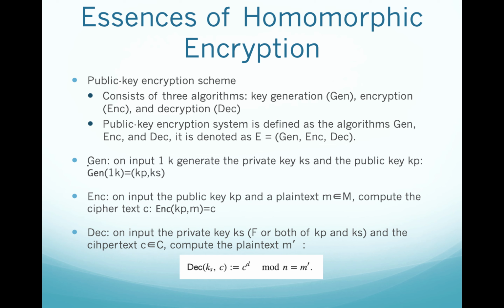So once that's determined, we can do our encryption, using the public key on the plaintext of the message within mu. And we can compute that ciphertext C, which is the encryption KP, M, is going to be equal to C. And then we can do our decryption with the private key KS, for both KP and KS. And that ciphertext C is going to be within the ciphertext space, and then we're going to compute the plaintext M prime. So the decryption is KS, C, and it's going to equal M prime.